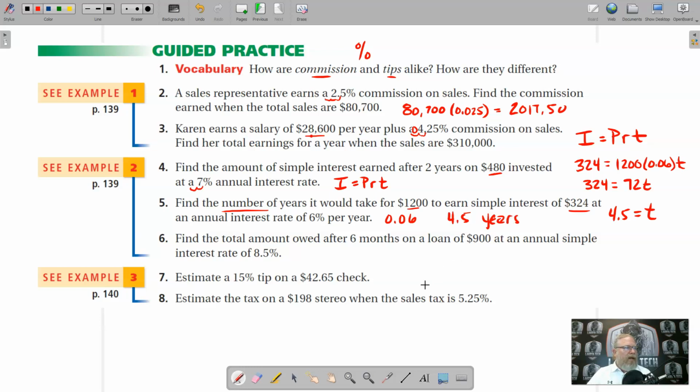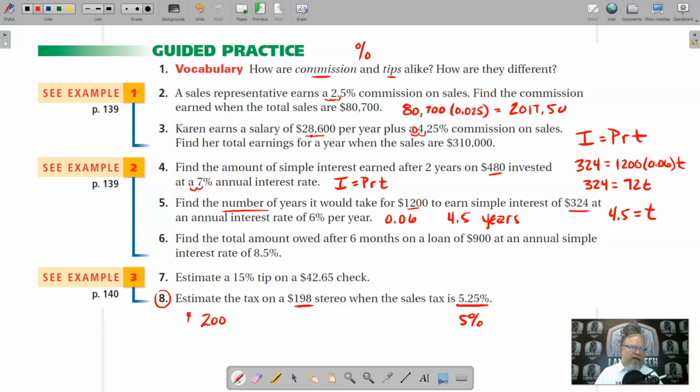All right. I'm going to jump down to, let's go ahead and do number 8. We're just about at 30 minutes for this lesson, so let's go ahead and jump to number 8, and we'll do that one. So they want us to estimate the tax on a $198 stereo when the sales tax is 5.25%. So let's take this 198, round it up to 200. So we're going to be talking about $200 instead of $198. And for the rate, let's go ahead and knock that down to 5%.